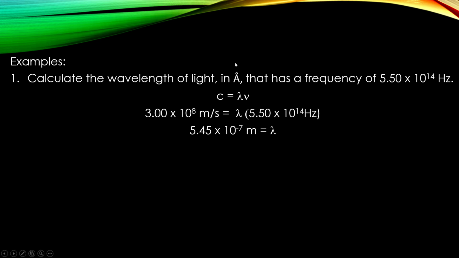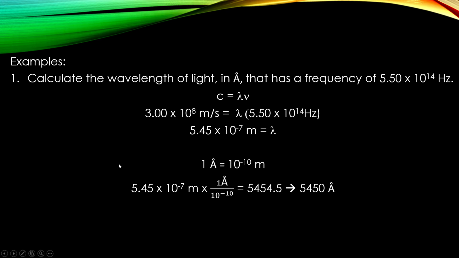But that's not what the question asked for. The question actually asked for it in angstroms. So we need to convert that. You have to keep in mind that 1 angstrom is 10 to the negative 10th meters. So it's some simple dimensional analysis. We just take my 5.45 times 10 to the negative 7th meters, or just take the answer as it was on the calculator, and multiply it by 1 angstrom per 10 to the negative 10th meters. You can see there were probably some digits after the decimal, but it ends up being 5,450 angstroms.